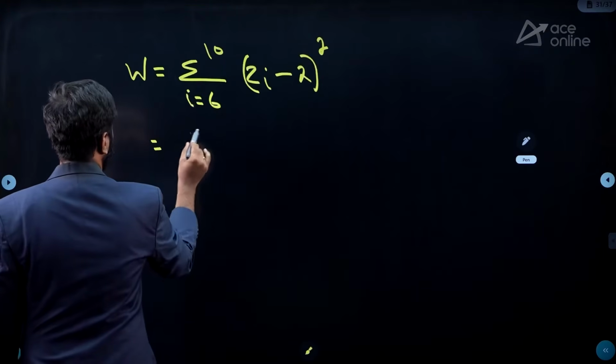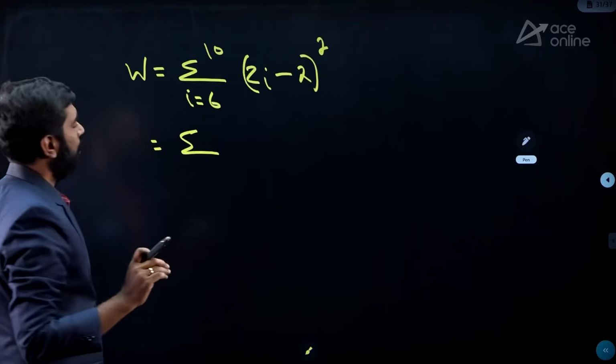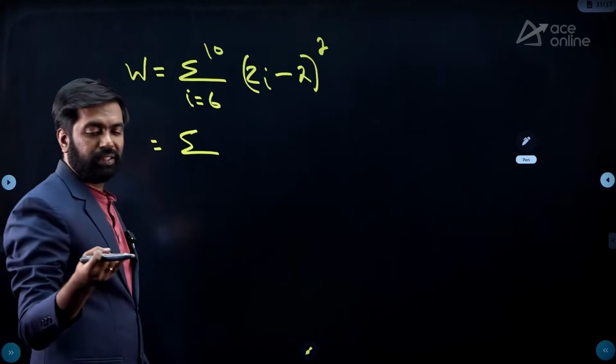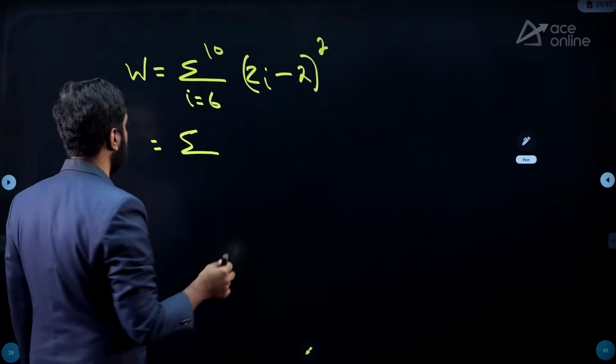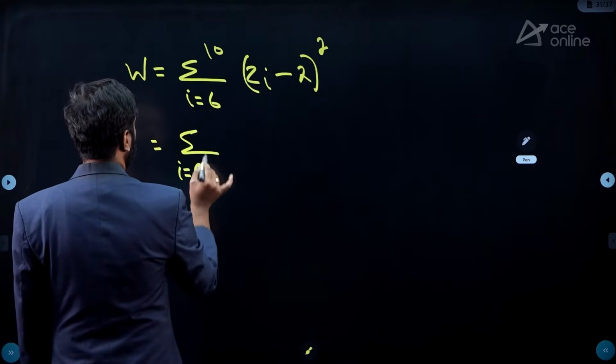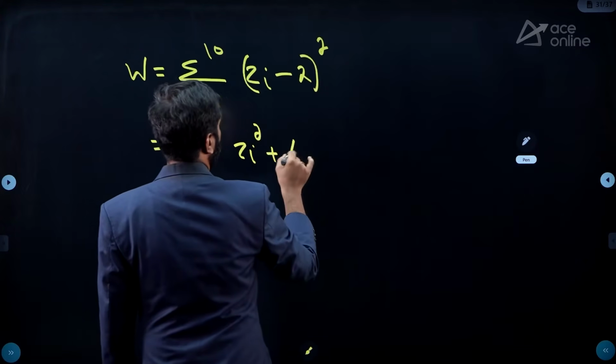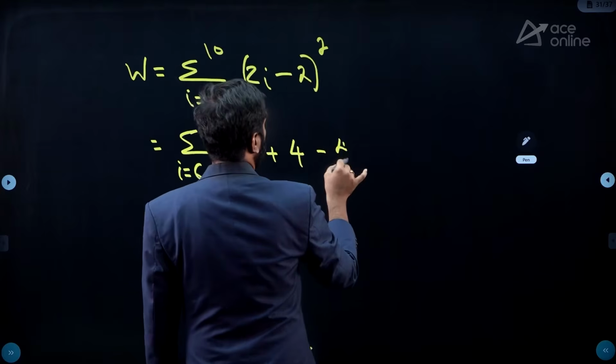Let's expand this. Here 5 random variables are in the discussion because i is from 6 to 10. So 6, 7, 8, 9, 10, 5 random variables are in the discussion. So i from 6 to 10, it is zi square plus 2 square, which is 4, minus 4 zi.